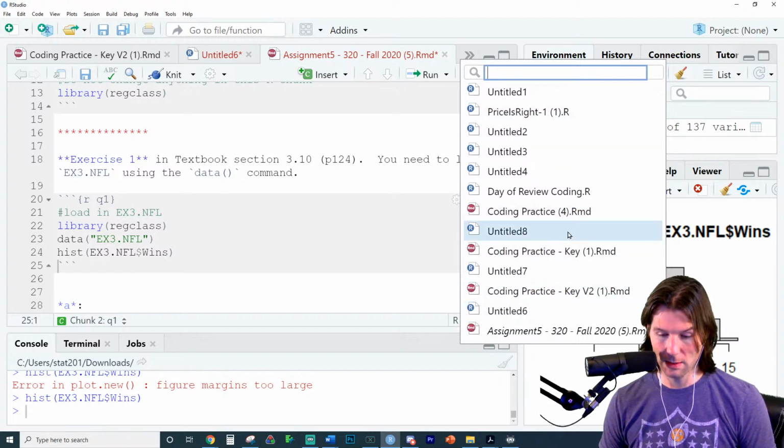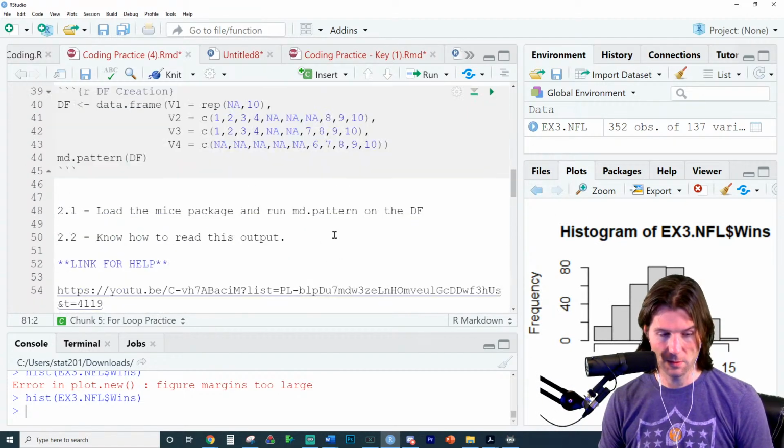So coding practice, day of review coding. That's not the one we did. Coding practice. Here we go. Is this the right one? This is the right one.